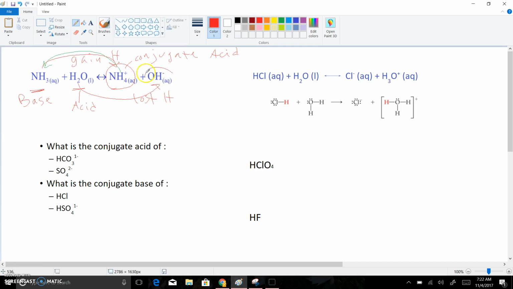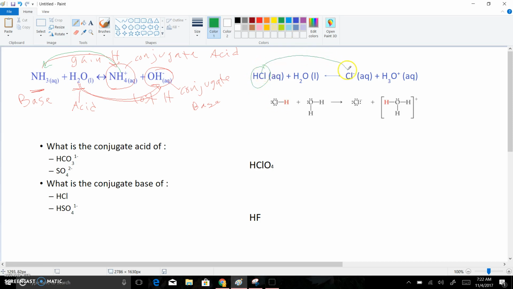On the other side, if you look at the hydroxide here, it would be called the conjugate base. That's because it was the acid, and now on the other side it's lost its hydrogen. Now it's going to act as a base if we reverse it. If we reverse the reaction, the OH- has gained a hydrogen, and that would be what a base does. So let's take a look at the other example over here.